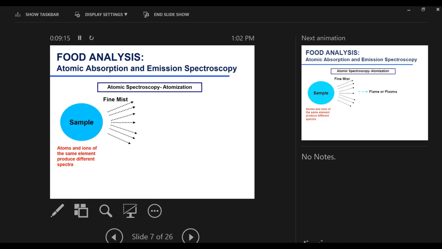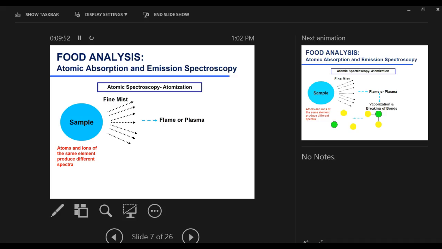So your sample, first of all, is in liquid form. Your minerals are dissolved. So first you have a nebulizer where your sample is aspirated, and then a fine mist is projected into your flame. Okay, so that is your first step, where you have your sample aspirated, and then the nebulizer transforms it into a fine mist, and then it goes into a flame or plasma.